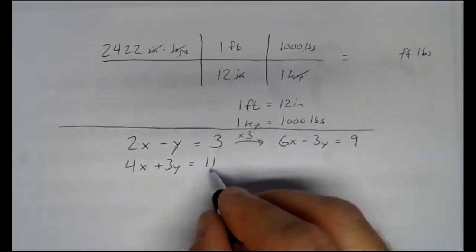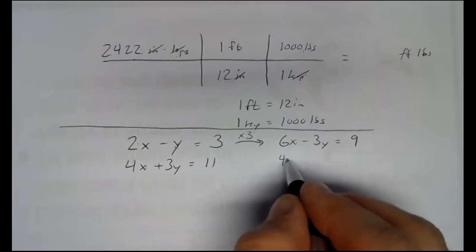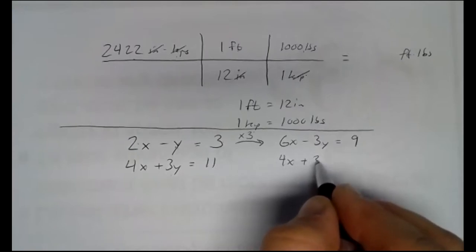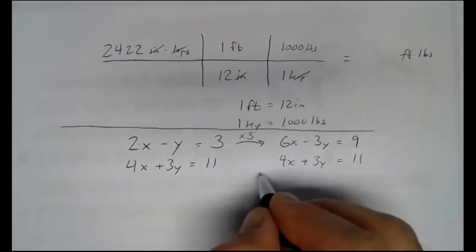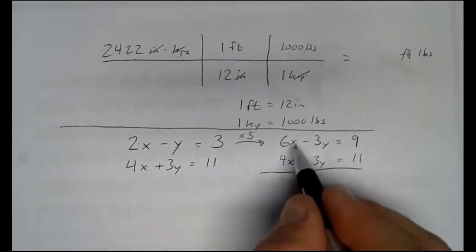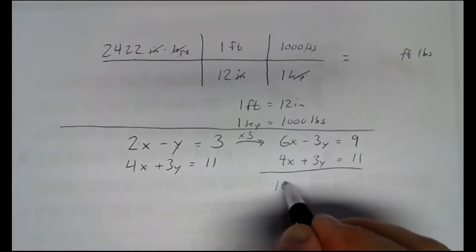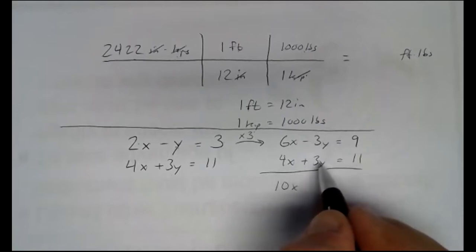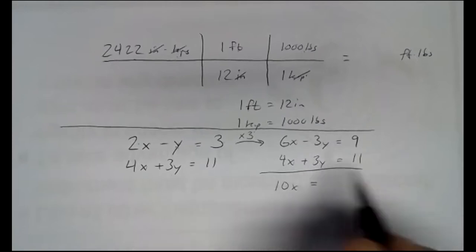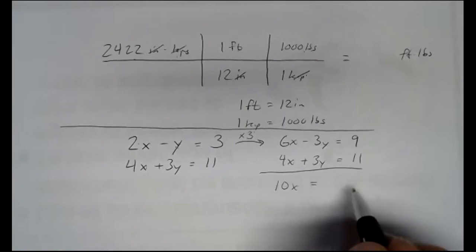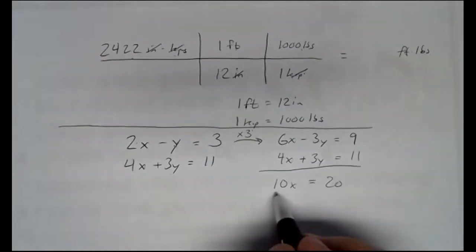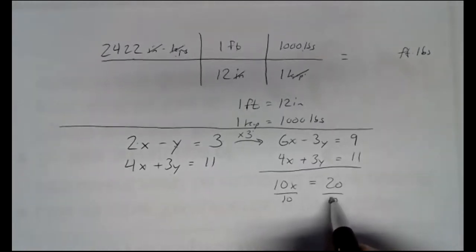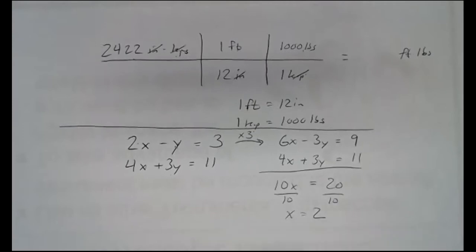Well, if we bring over our original equation, 4x plus 3y equals 11, if we add these two together, we have 6x plus 4x, that's 10x. Negative 3y plus 3y is 0y, so that goes away. And 9 plus 11 is 20. Divide both sides by 10, and x equals 2.